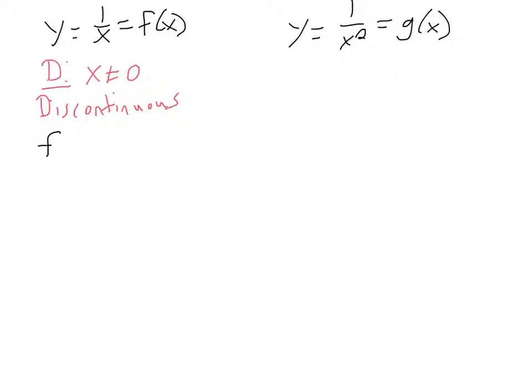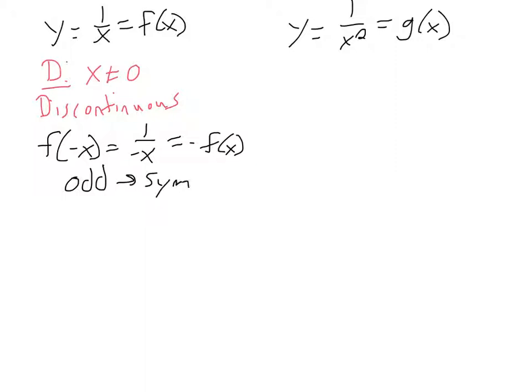So a function is odd if f of negative x, in this case, equals 1 over negative x, right? And that's the opposite of f of x, right? So if f of negative x is the opposite of f of x, then we know the function is odd, and it has symmetry about the origin, right? Now, like I said before, we sort of know what's going on there.